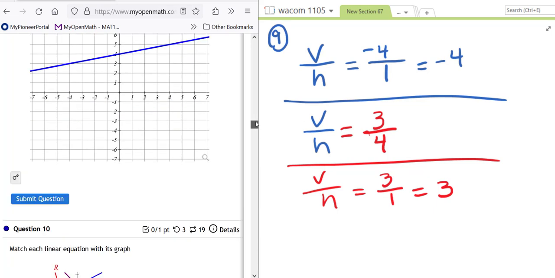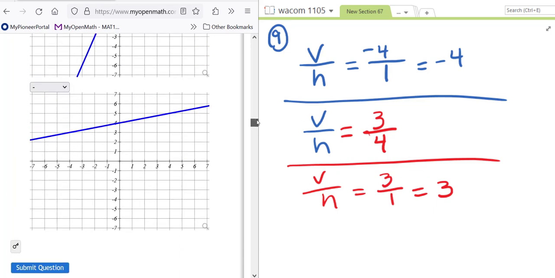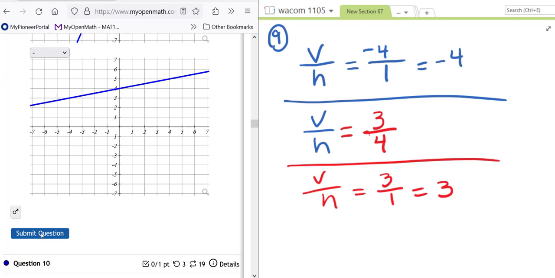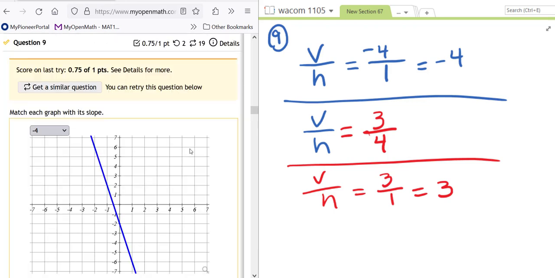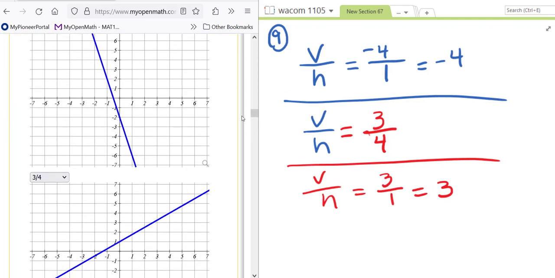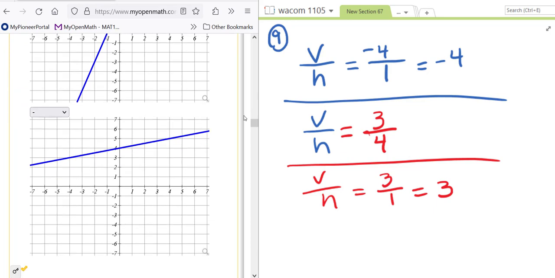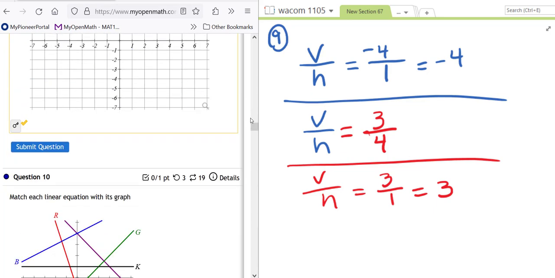Right, and I'm not going to do the other one. So it's going to mark me partially wrong because I didn't answer. So 0.75 out of 1. So I had those first ones right, but I didn't do the last one.